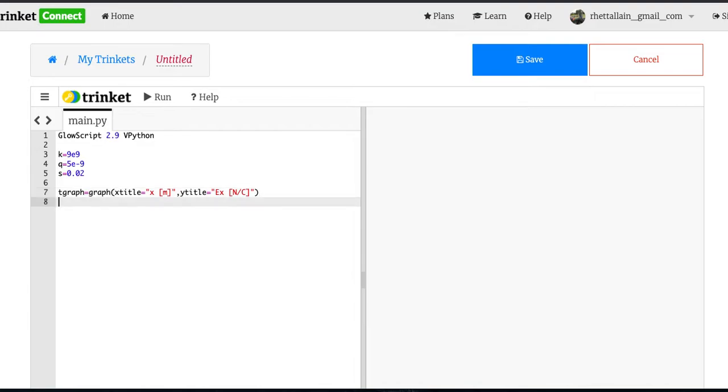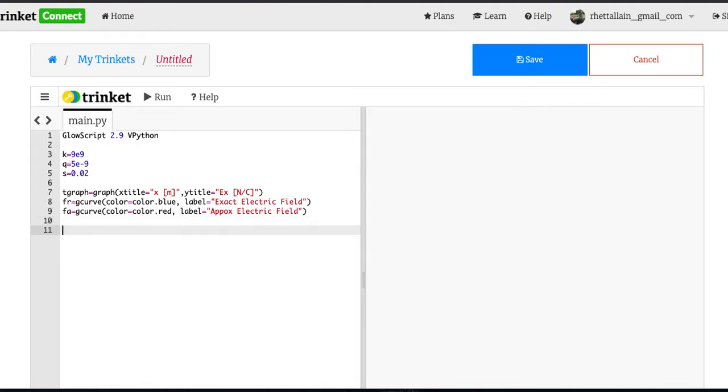Now let's make two graphs. I'll call this one FR, for real, and that's going to be a gcurve. Let's make it color.blue, and give it a label: label equals exact electric field. Maybe that's too long, but that's fine. And then FA, for approximation, is a gcurve. It's going to be red, with the label approximate electric field.